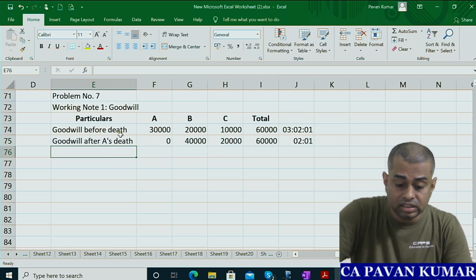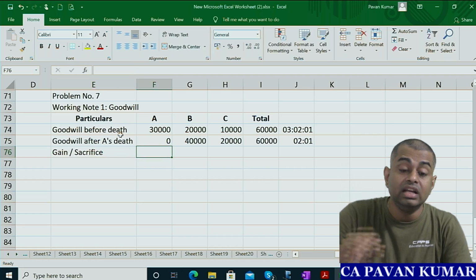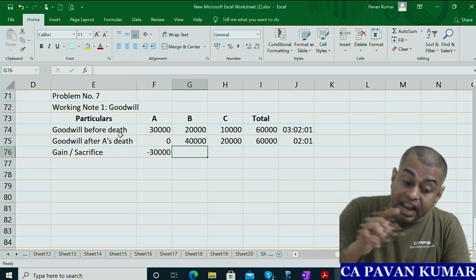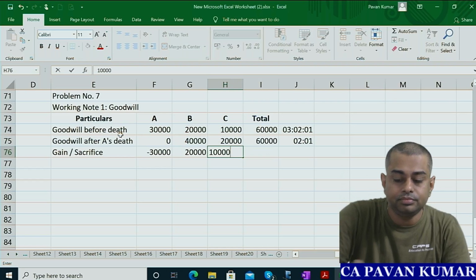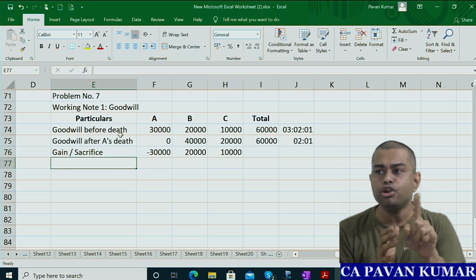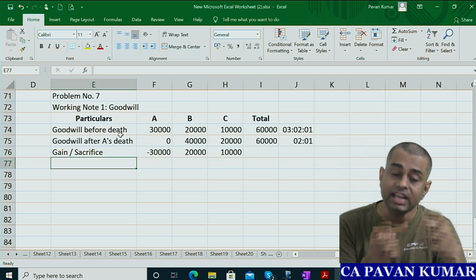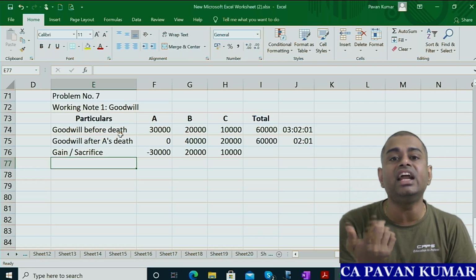So gain or sacrifice. A sacrificed 30,000. B gained 20,000. C gained 10,000. Correct? Basic mathematics. So you understand this calculation. Because of A's death, A's 30,000 goodwill is sacrificed in favor of B and C.